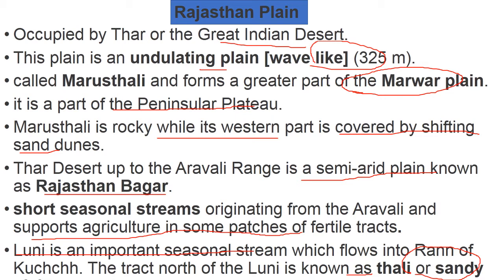Short seasonal streams originate from the Aravalli and support agriculture in some patches of fertile land. There are very few; these are seasonal rivers which originate in this Aravalli region during the monsoon period, and a very small strip of fertile land is found in this Rajasthan plain. Luni is an important seasonal stream which flows into the Rann of Kutch. The tract north of the Luni is known as the Thali, or sandy plain. The northern part of this river is known as the Thali.